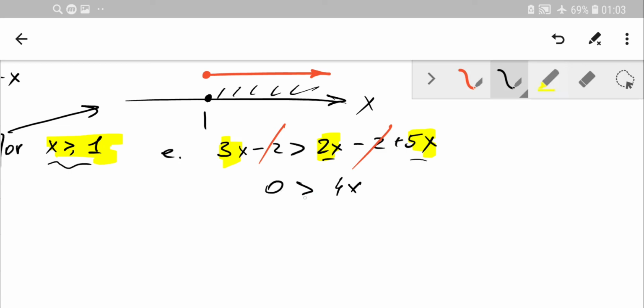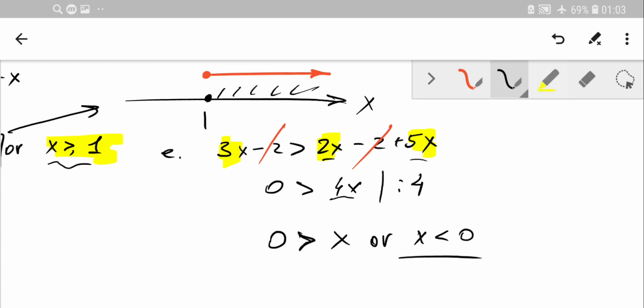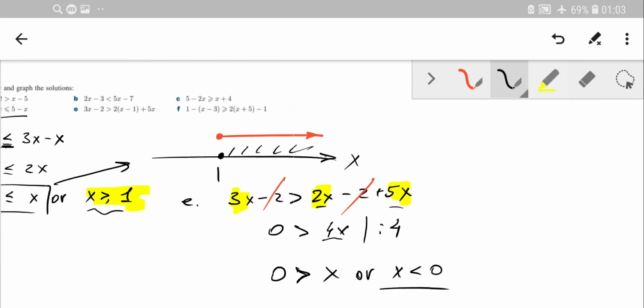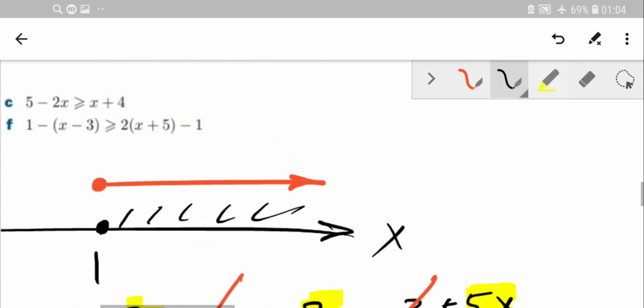So 4x less than 0. In this case it's a positive coefficient, so I simply divide by 4 and I'll get x less than 0. Or you swap that and write this, x less than 0. That's okay. That's E. And the last one, F.